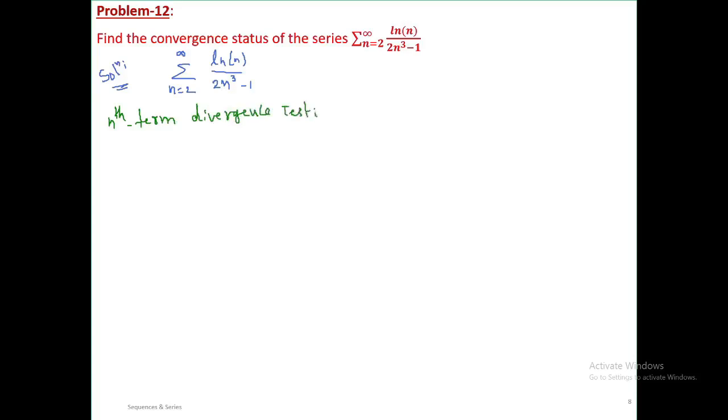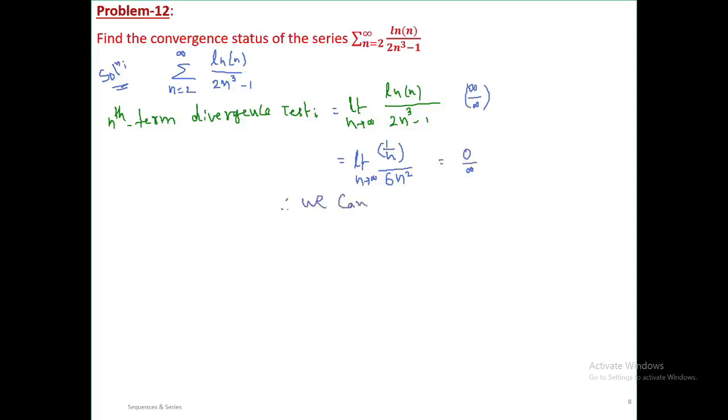Can it be applied or not for this? So the limit as n tends to infinity of ln n divided by 2n cube minus 1. If you apply the limit, what will you get? You will get infinity by infinity. Therefore, go to L'Hospital rule. Numerator differentiation separately gives 1 upon n, and denominator differentiation separately gives 6n square. Now apply the limit as n tends to infinity. This is 0 by infinity, so we will get 0 only.